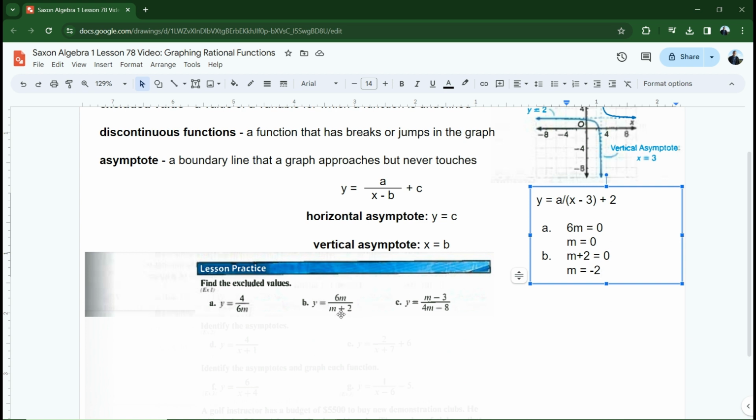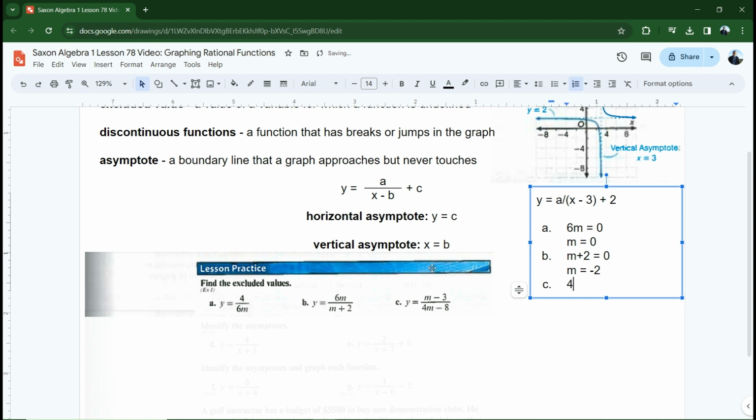Let's just take a look at what would happen if I plug negative 2 in here. If I plug negative 2 on top, there's no problem. It'd be negative 12. But if I plug it on the bottom, negative 2 plus 2 is 0. Can't divide by 0. There's no such thing. I mean, how many zeros go into negative 12? It doesn't even make sense as a question.